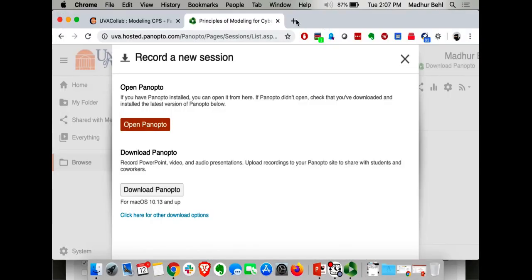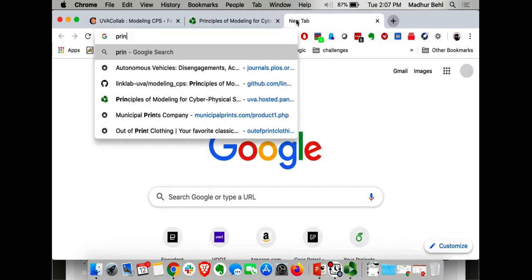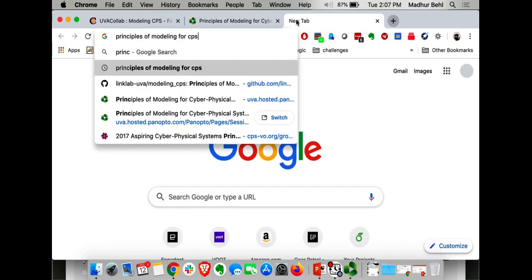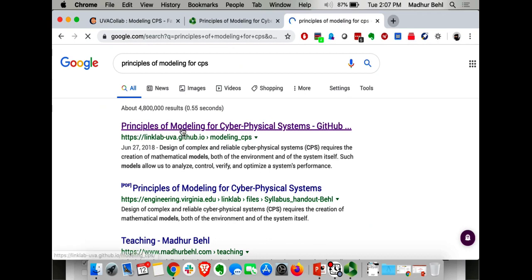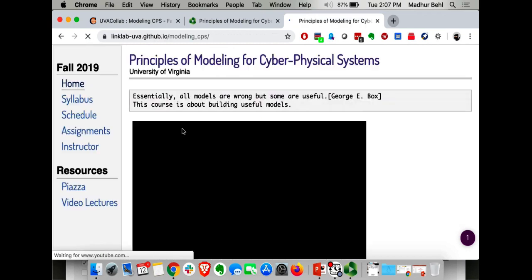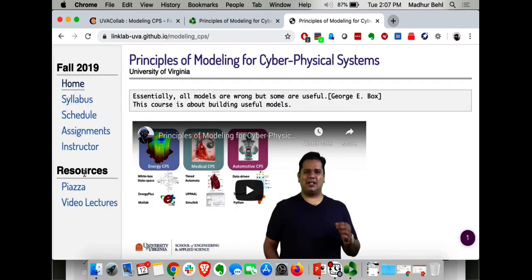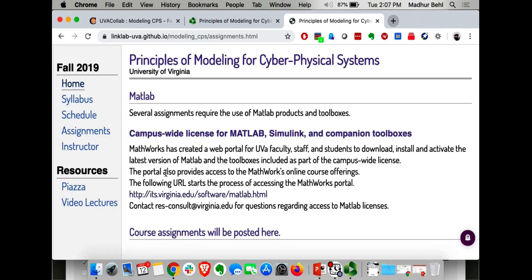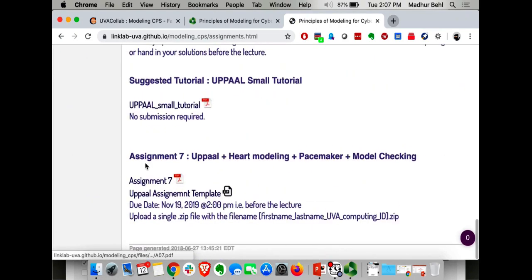So if you just go to the course web page, so if you can just say Principles of Modeling for CPS. So on the course web page and also on the assignment that has gone out, you will see assignment 7 at the very bottom, and then there's a template file associated with this assignment. If you download that template, it will contain a XML file which you can import into Uppaal.